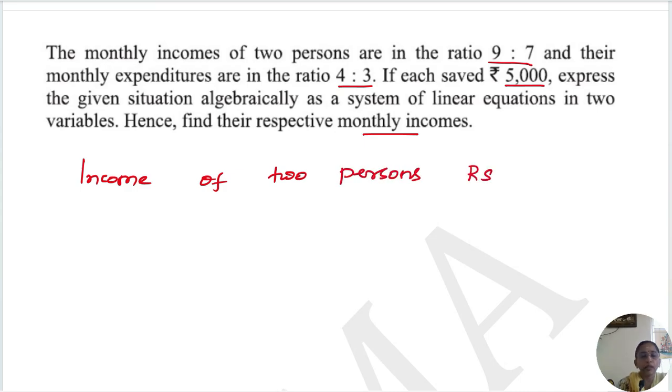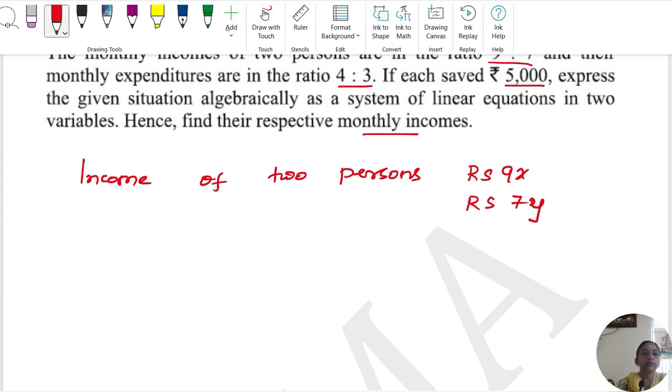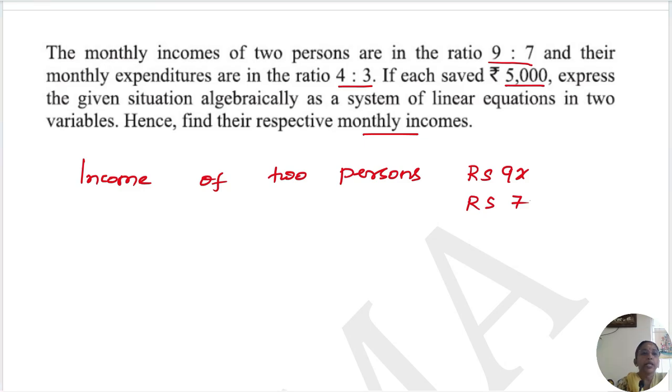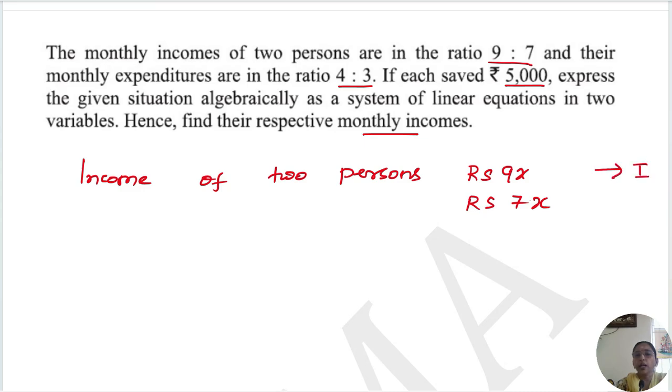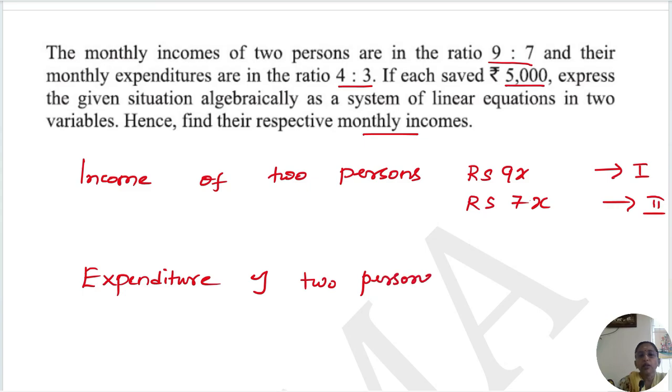Income of two persons are rupees 9x and rupees 7x. Expenditure you can take in a y form. So 9x is for the first person and 7x is for the second person. And coming to the expenditure, 4:3 they have given. So rupees 4y and rupees 3y. So this is for the first person, this is for the second person.